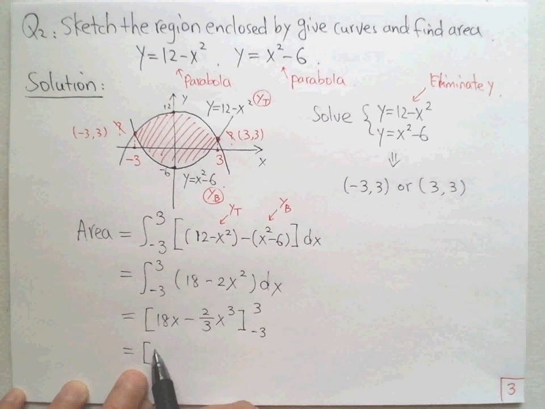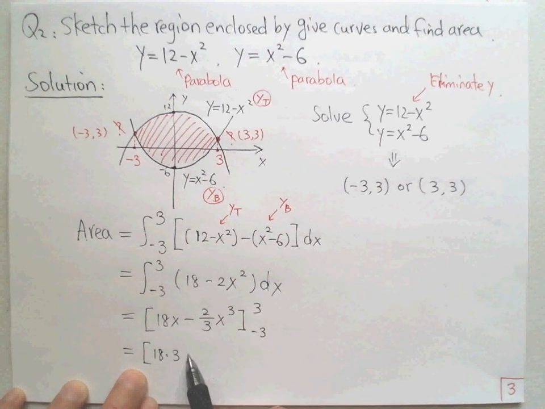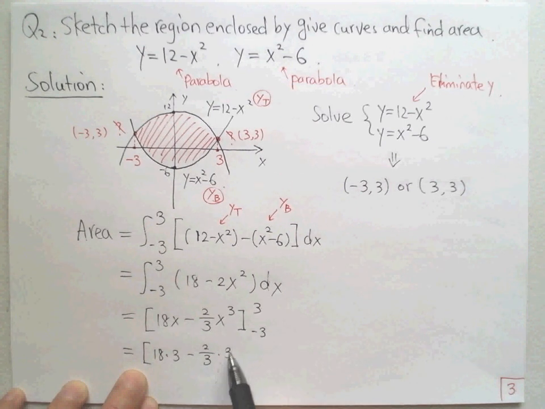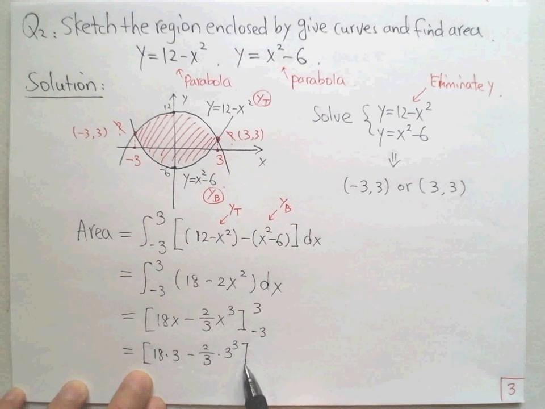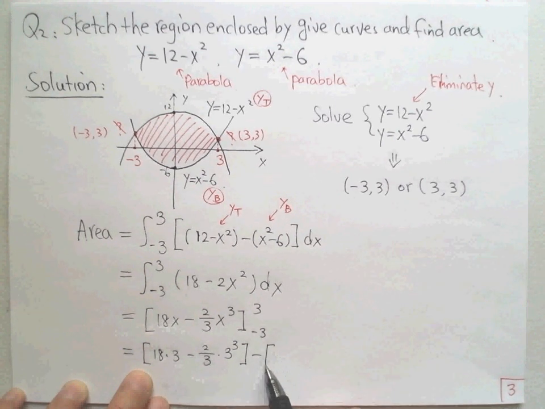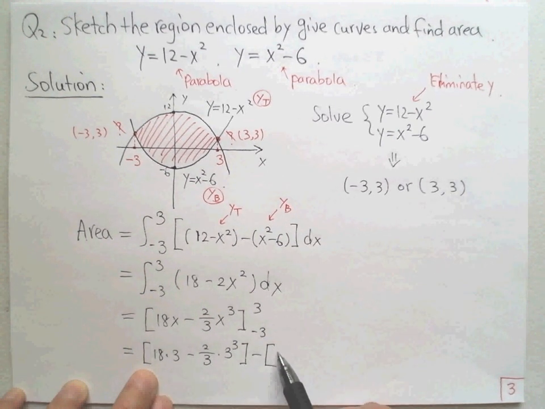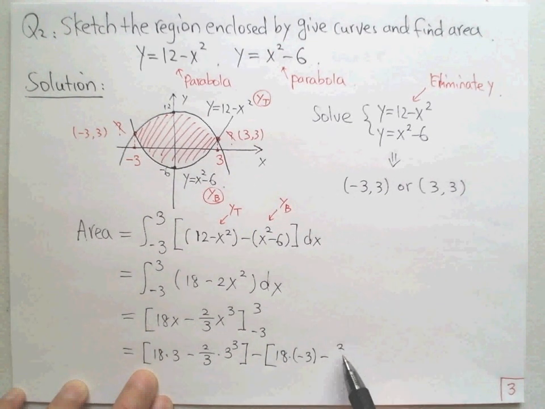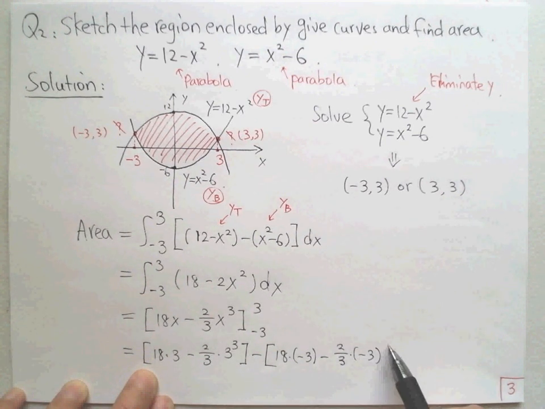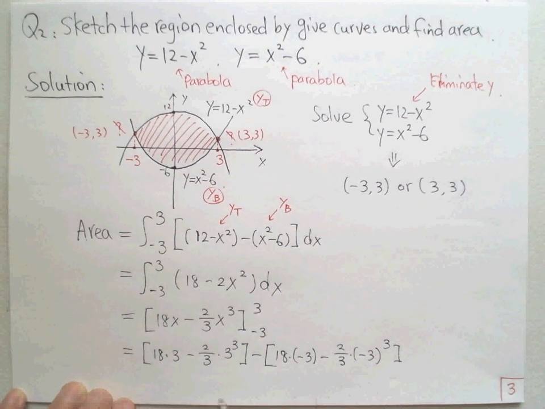The first, plug 3 in, is 18 times 3 minus 2 over 3 times 3 raised to the third power. I think this is the first, right? Okay, and then minus the second. Second, plug negative 3, so it's 18 times negative 3 minus 2 over 3 times negative 3 raised to the power of 3. And then you can use your calculator to calculate.